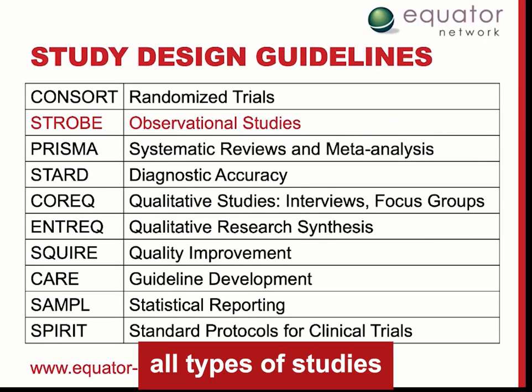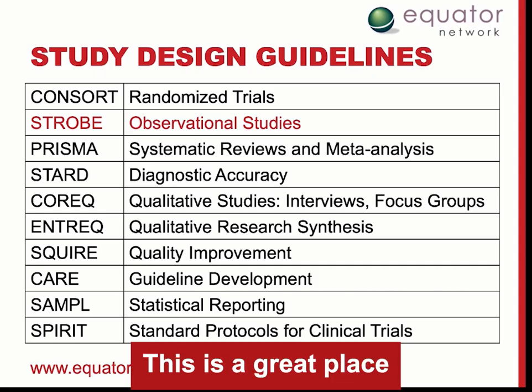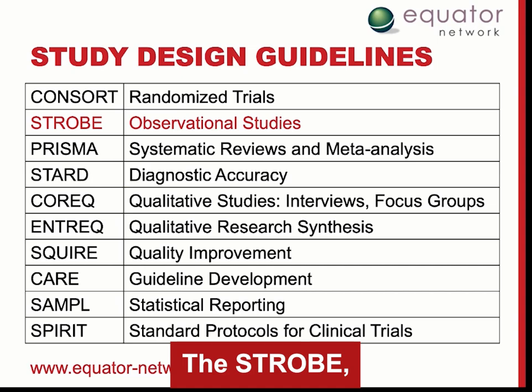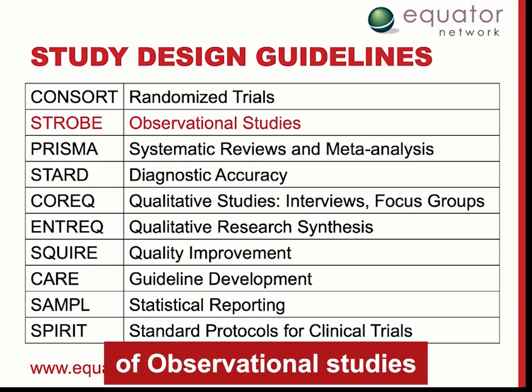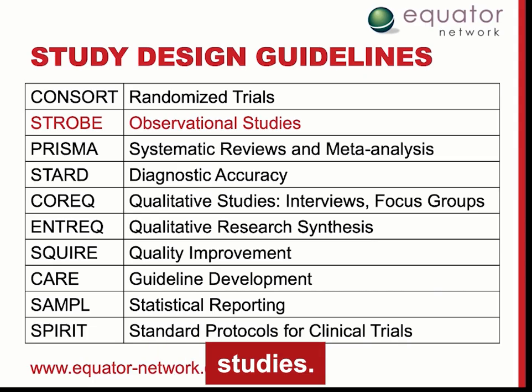Guidelines for conducting all types of studies can be found at the Equator Network website. This is a great place to start once you have selected a study design. The STROBE, or Strengthening the Reporting of Observational Studies in Epidemiology, guidelines are highlighted above for observational studies.